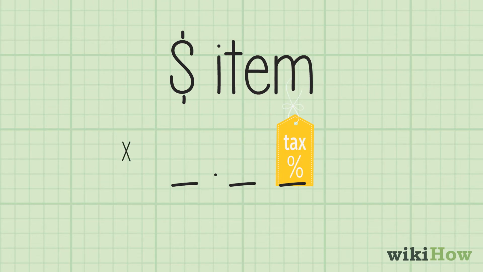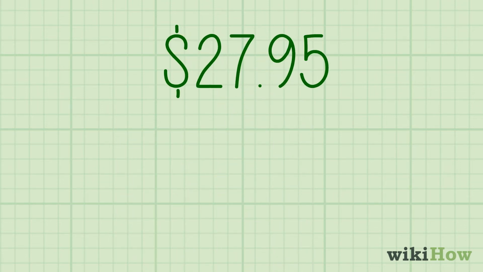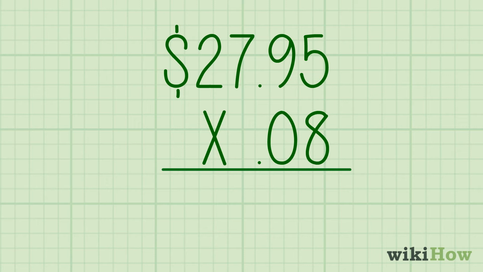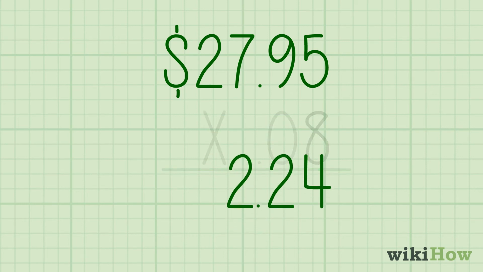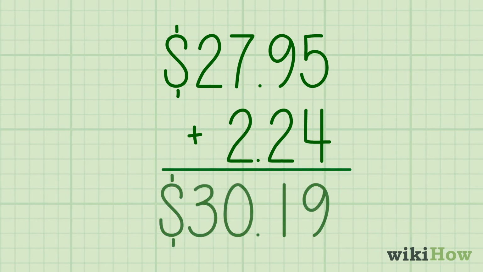Then multiply the resulting number by the list price of an item to figure out the sales tax on that item. So, let's say you're buying something that costs $27.95 with a local tax rate of 8%. You'd multiply 27.95 by 0.08, giving you a sales tax amount of $2.24. Add that amount to the price of the item to find your total cost with tax. In this case, the total would be $30.19.